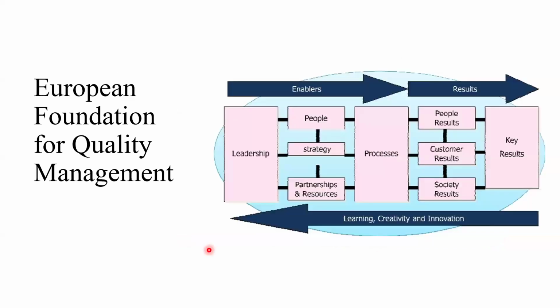Another model is the European Foundation for Quality Management. This one is simple: enablers, results. Once you have key results, there is a learning, creativity, and innovation. In it, there is a measure of key results. And here, as you will note, one of the enablers are people, and the results are people results, with a process in between: strategy, process in between, customer results, partnerships, process, society results.